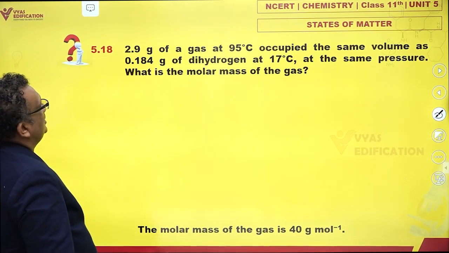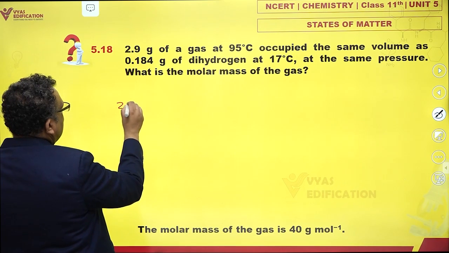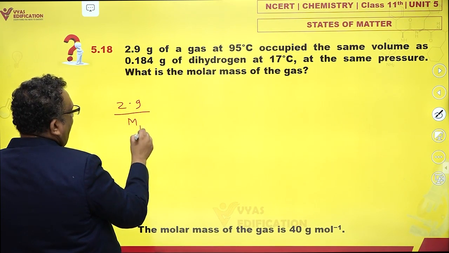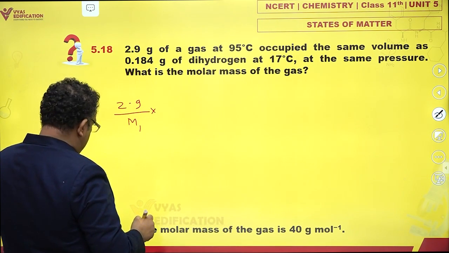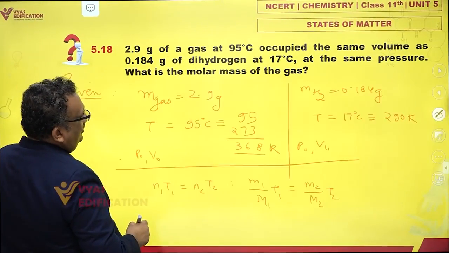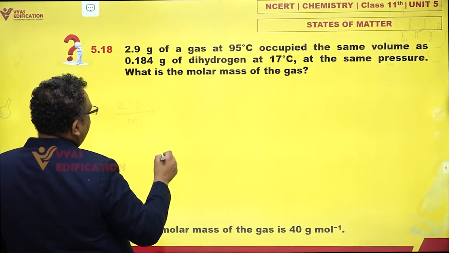Mass. How much is mass? Mass is 2.9 grams. By molar mass, we have to find out. Temperature was some dirty temperature. That was 368 Kelvin.